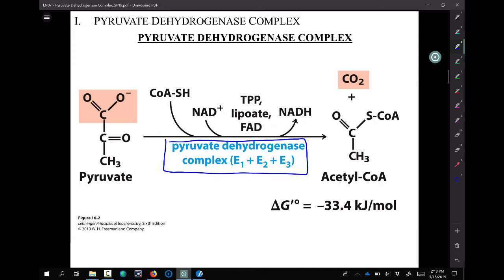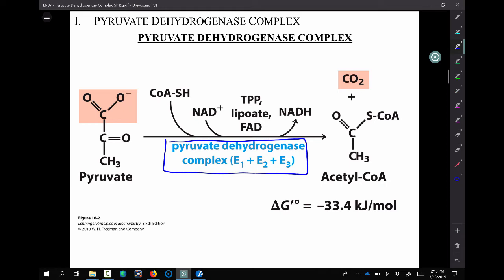Question, yes? Is pyruvate dehydrogenase complex only found inside the mitochondria? Yes. So the question that was asked, and it's an important one, is whether this is found only in the mitochondria. Yes, it is. So in terms of eukaryotic metabolism and mammalian metabolism, we move right into the mitochondria at this point. Good question. All right.